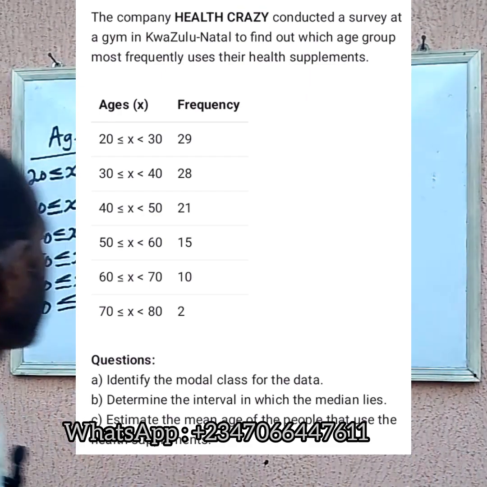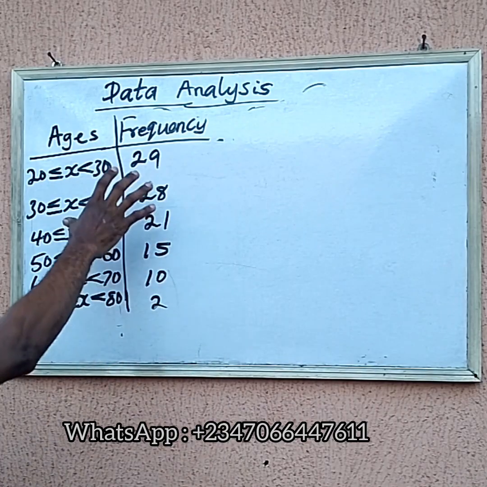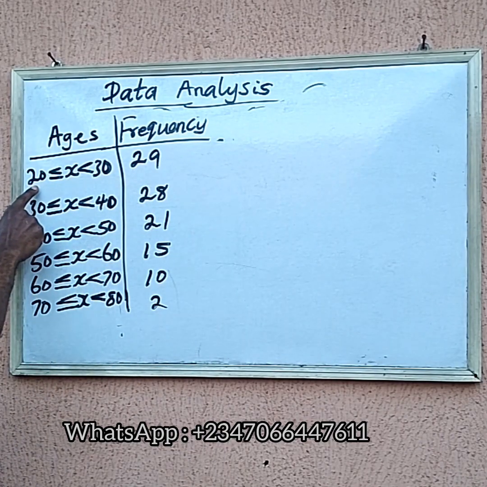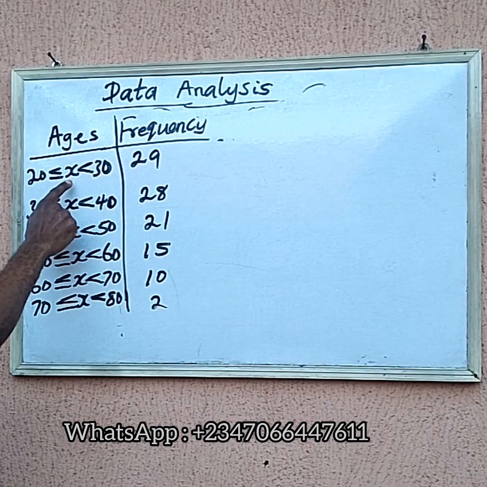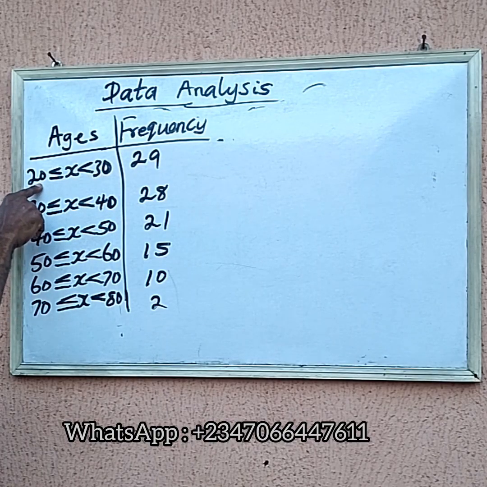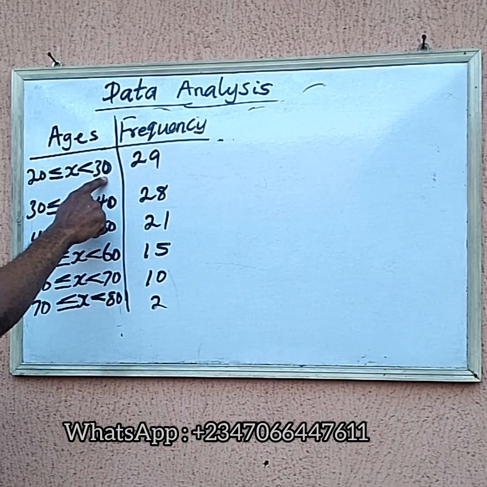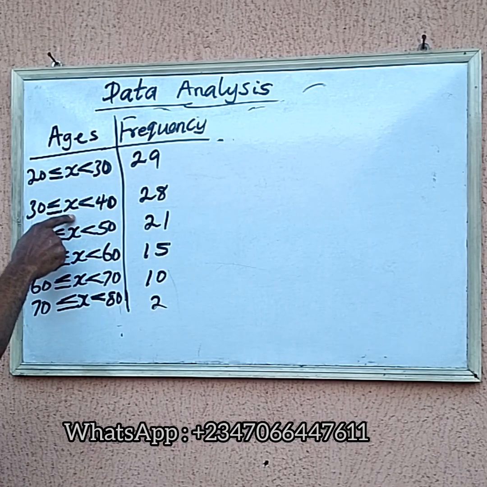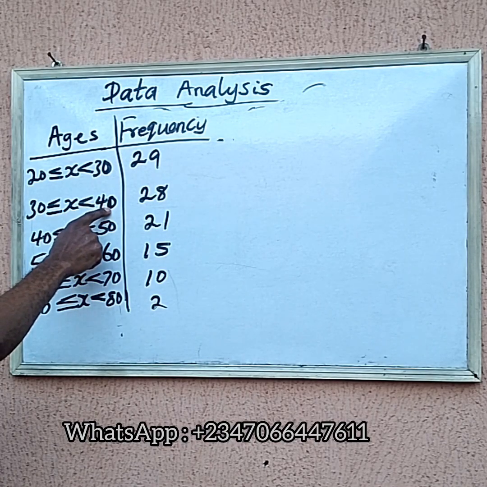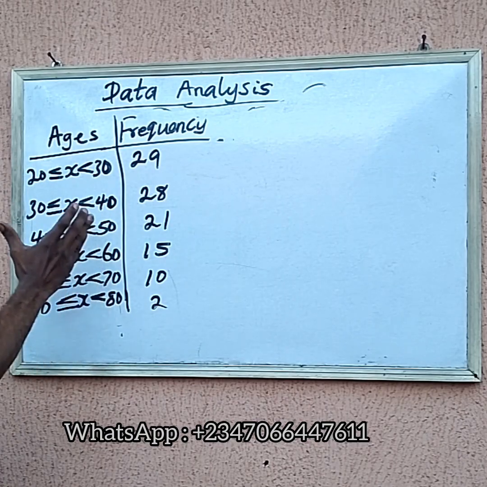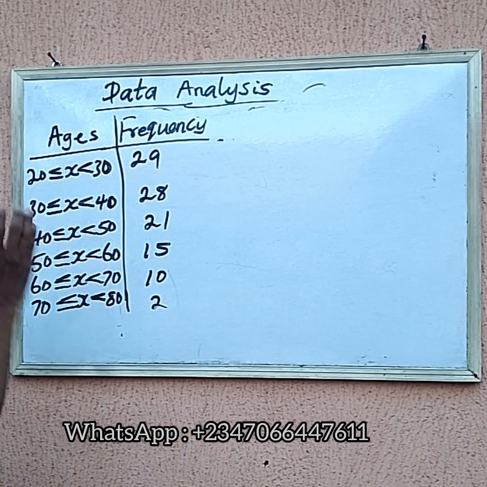So we have the age groups. This is the interval between 20 to 30. That is X greater than or equal to 20 but less than 30. This one, X greater than or equal to 30 but less than 40. So these are the group intervals. So let us look at the question here.